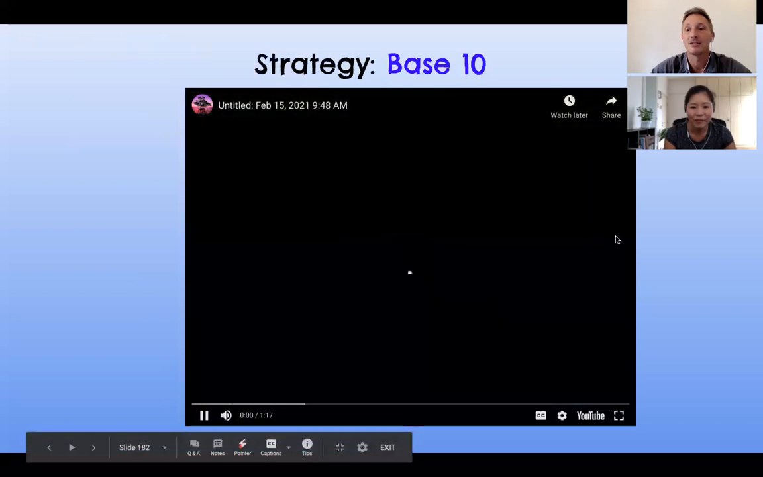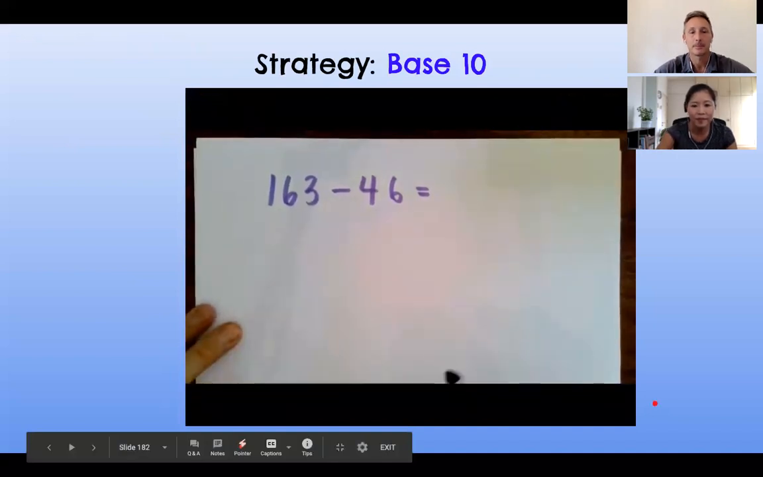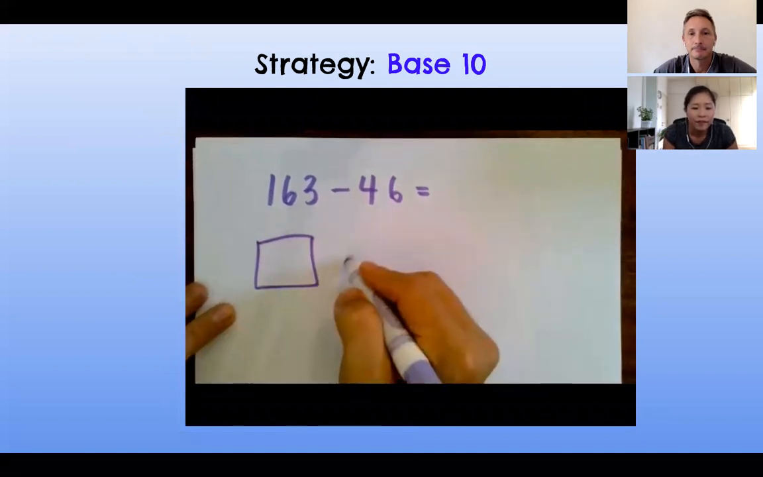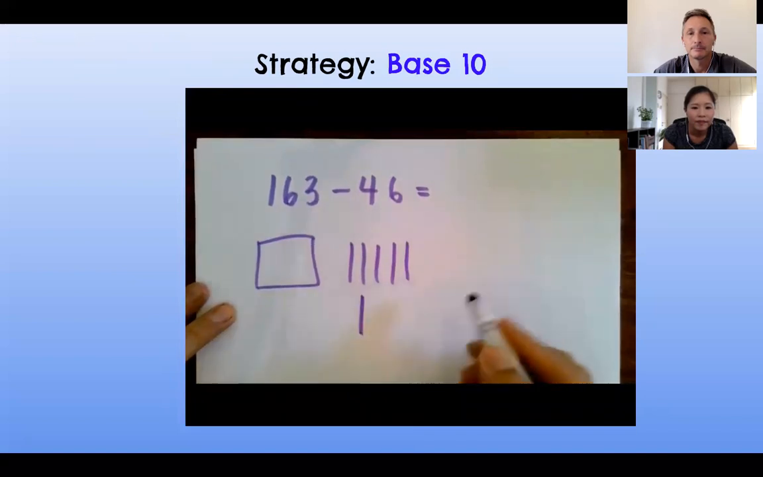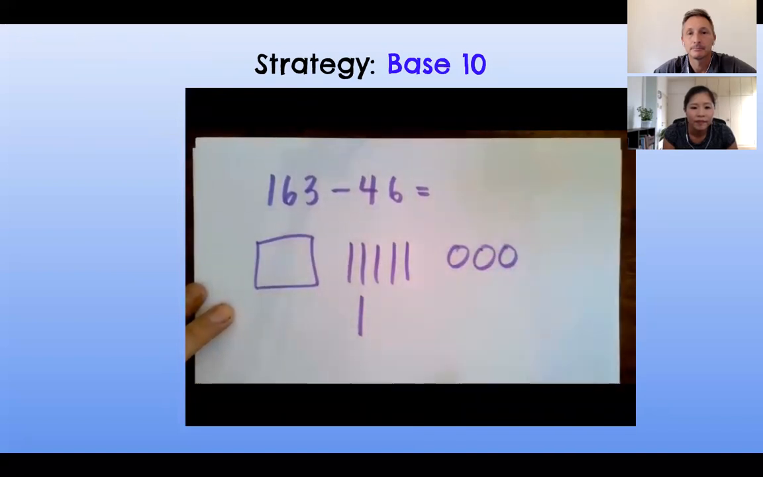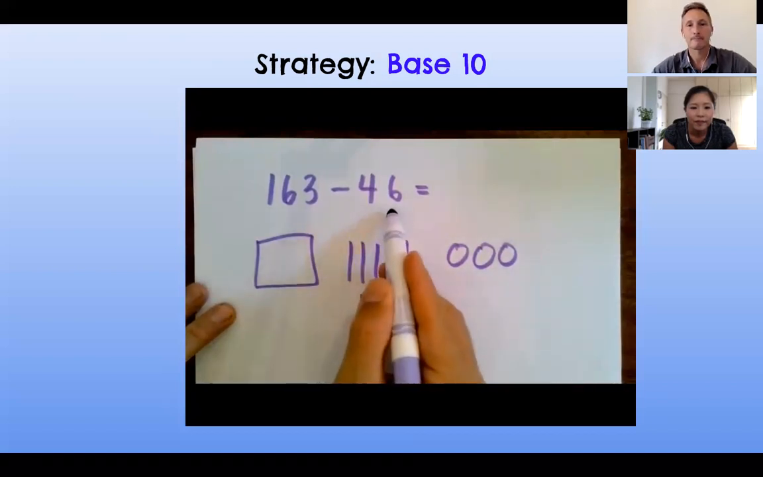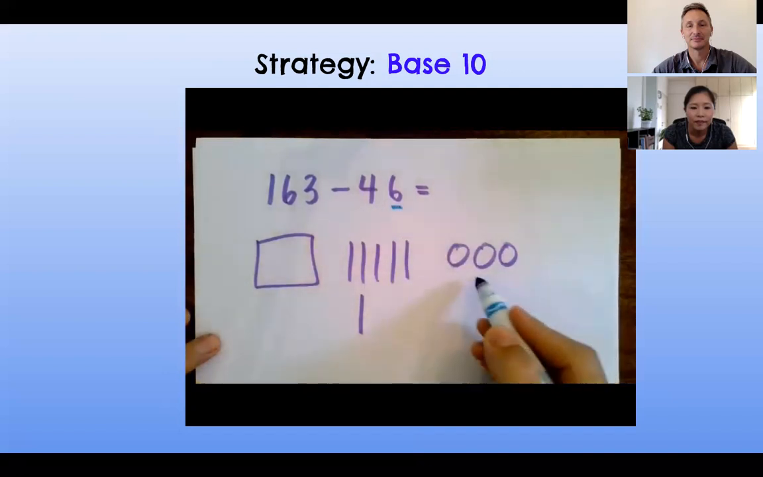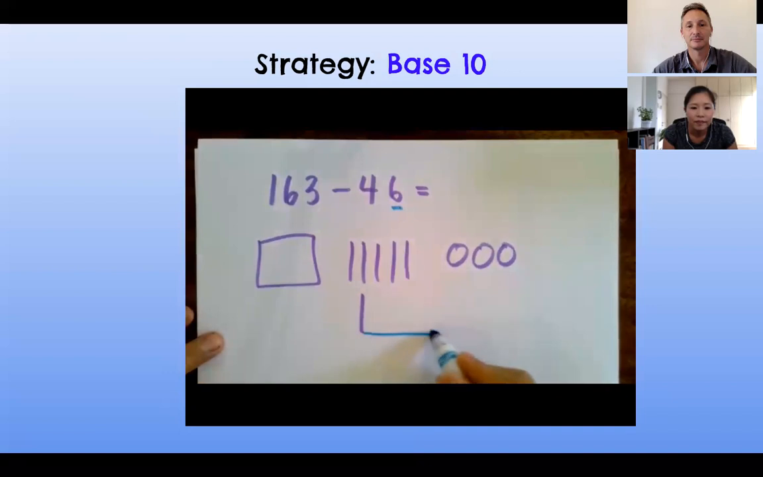This is your base 10 strategy. Here we're going to be subtracting 163 minus 46 using our base 10 strategy. So I'm going to start by drawing my 100 and my 6 tens. 1, 2, 3, 4, 5, and 6. Then I have 1, 2, 3 ones. From my 163, I'm going to take away 46. So I see right away that I need to take away 6 ones, but I only have 3 ones here. So I need more ones.